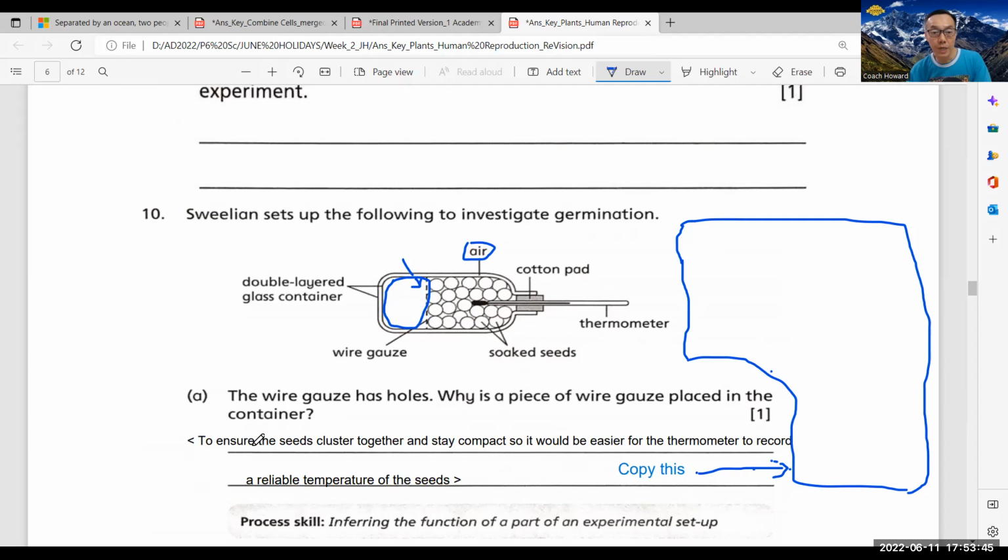The purpose of this wire gauze is to ensure the seeds, there are so many seeds here, cluster together and stay compact. So it will be easier for the thermometer. You notice the thermometer is sandwiched in between the seeds. It is easier for the thermometer to record a reliable temperature of the seed. This answer, I will screenshot for you and send to you all.